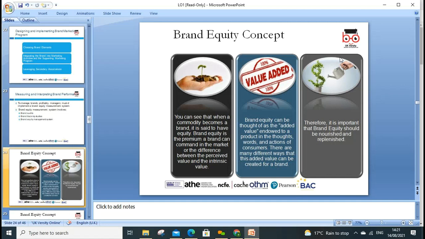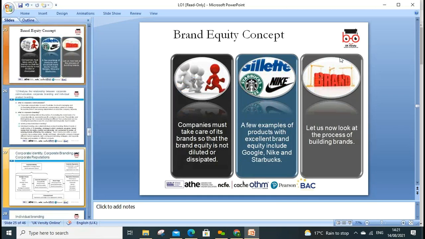Okay, the brand equity concept. You can see when the commodity becomes the brand, it is said you have the equity; brand is the equity, the premium of the brand. Why do some people pay even a 50-pound cup of coffee, why are they going to Starbucks and not other coffee bars that are cheaper? You have to think about the value being added. Is it the environment, the coffee itself, the local sourcing, the fair wages, the surrounding environment, the free internet, the free gym in a hotel? All of these increase the value. So we have to look at ways to increase the value.